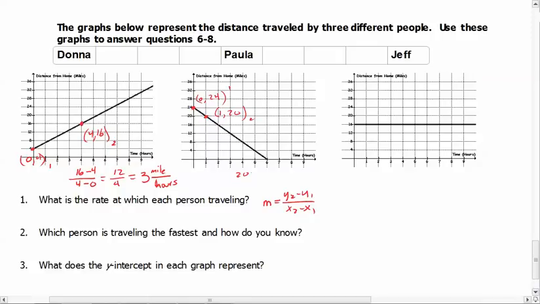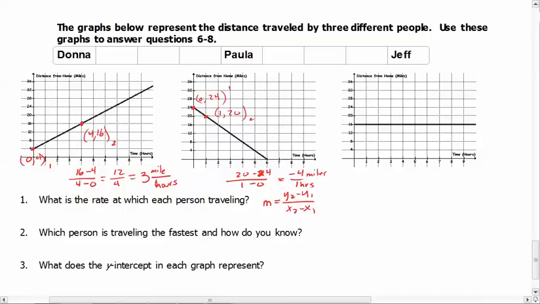So I'm going to go 20 minus 24 over 1 minus 0. And when I do 20 minus 24, I'm going to get negative 4. 1 minus 0 is 1. So negative 4 over 1. Again, the units of the y's are in miles, and the 1 is in hours. Now, notice that the magnitude here is bigger, right? It's 4 per hour, whereas this one is 3 per hour.